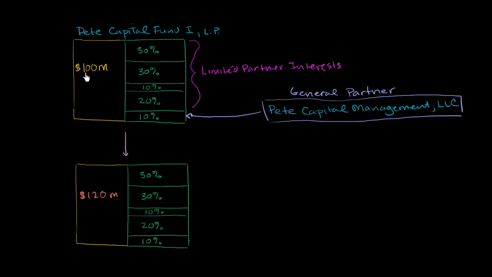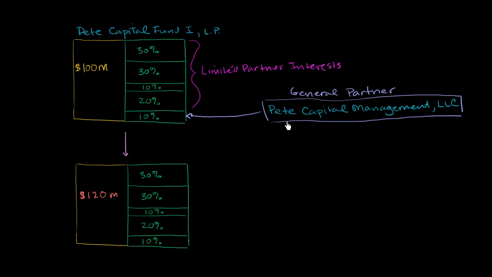And he's able to raise $100 million. 10% of that $100 million, or 10 million of it, is coming from him, or I guess to be more exact, it's coming from Pete Capital Management LLC, limited liability company, which he starts off as the general partner of this fund. It might be a little bit confusing, but this is one company, this is another company over here. This company is going to manage the assets of that company. And in return, it will be able to get management fees, and it will be able to get performance fees, and we'll talk about that in a second.